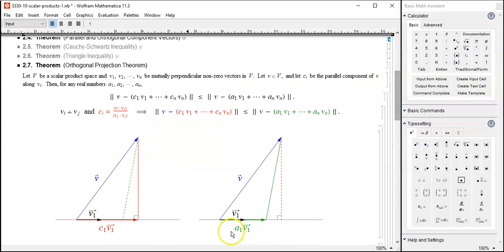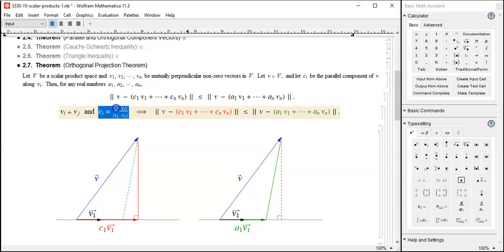Now, look at this right-hand side. Here, instead of taking those C1 through Cn given by the parallel component, take A1, A2, A3 all the way to An arbitrarily. So it's arbitrary, and in this case it went over here. If I run this program again, it'll change again. It may go over here or there. I don't know until I run it again. In any case, it's arbitrary.